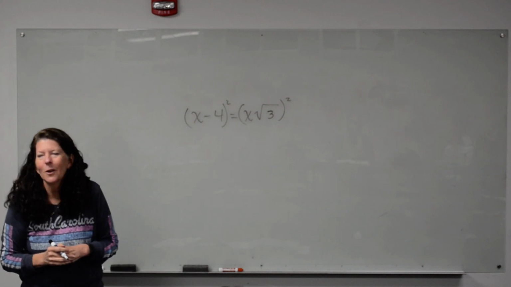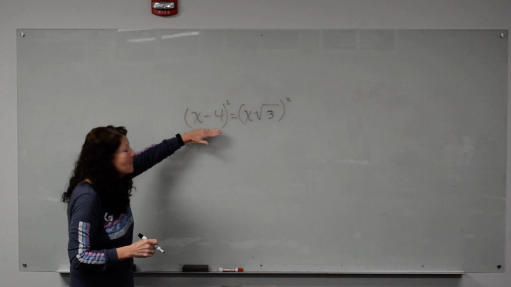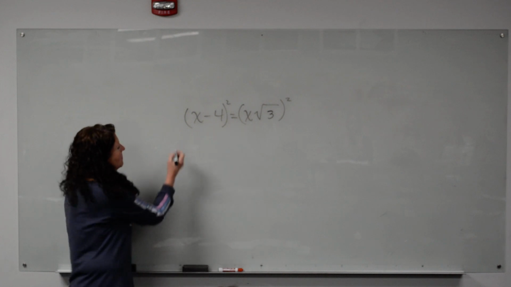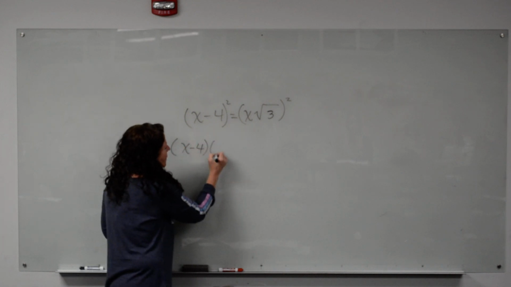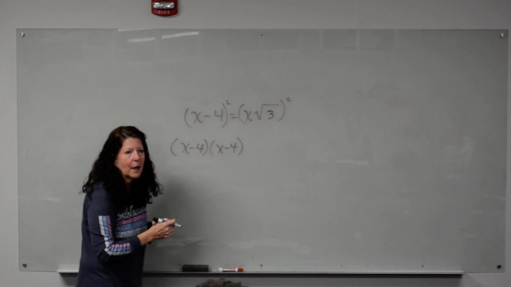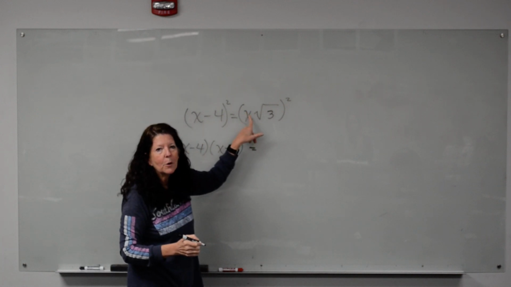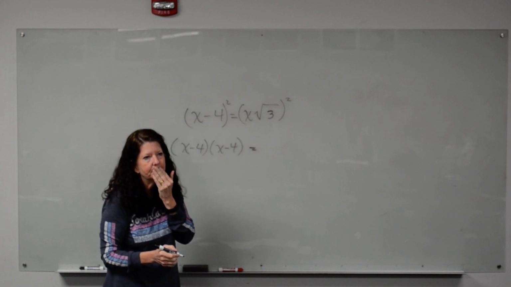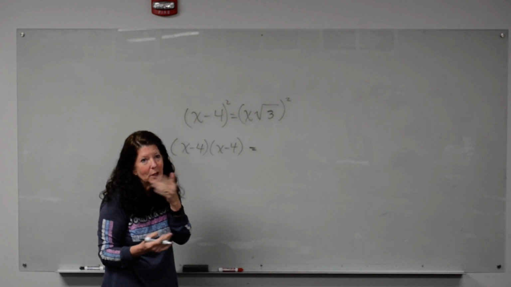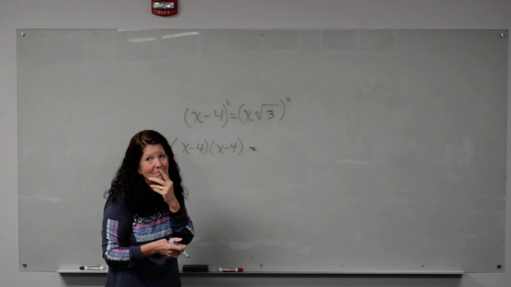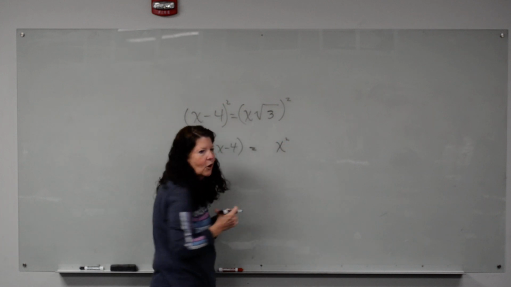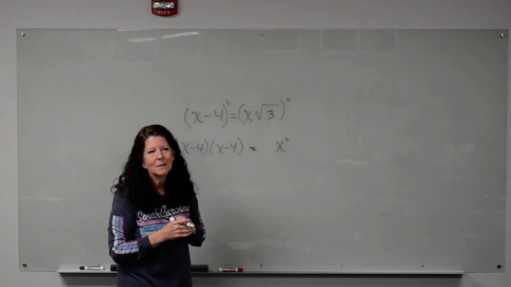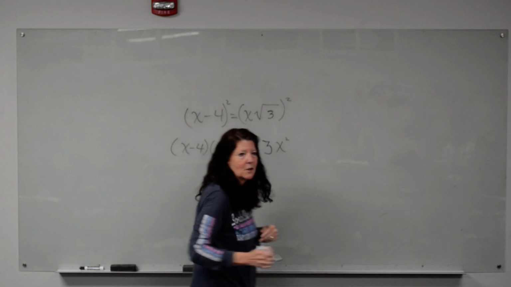If you hate FOIL, I'm sorry, because we're right back at it. Okay? I'm going to square this side. Now that does not mean x squared minus 16. It means I have to do out x minus 4 times x minus 4. On this side, both the x is squared and the square root of 3 is squared. What do I get when I square the x? Trick question. X squared. Okay, not really hard. What do I get when I square the square root of 3? 3. Okay, you with me so far?